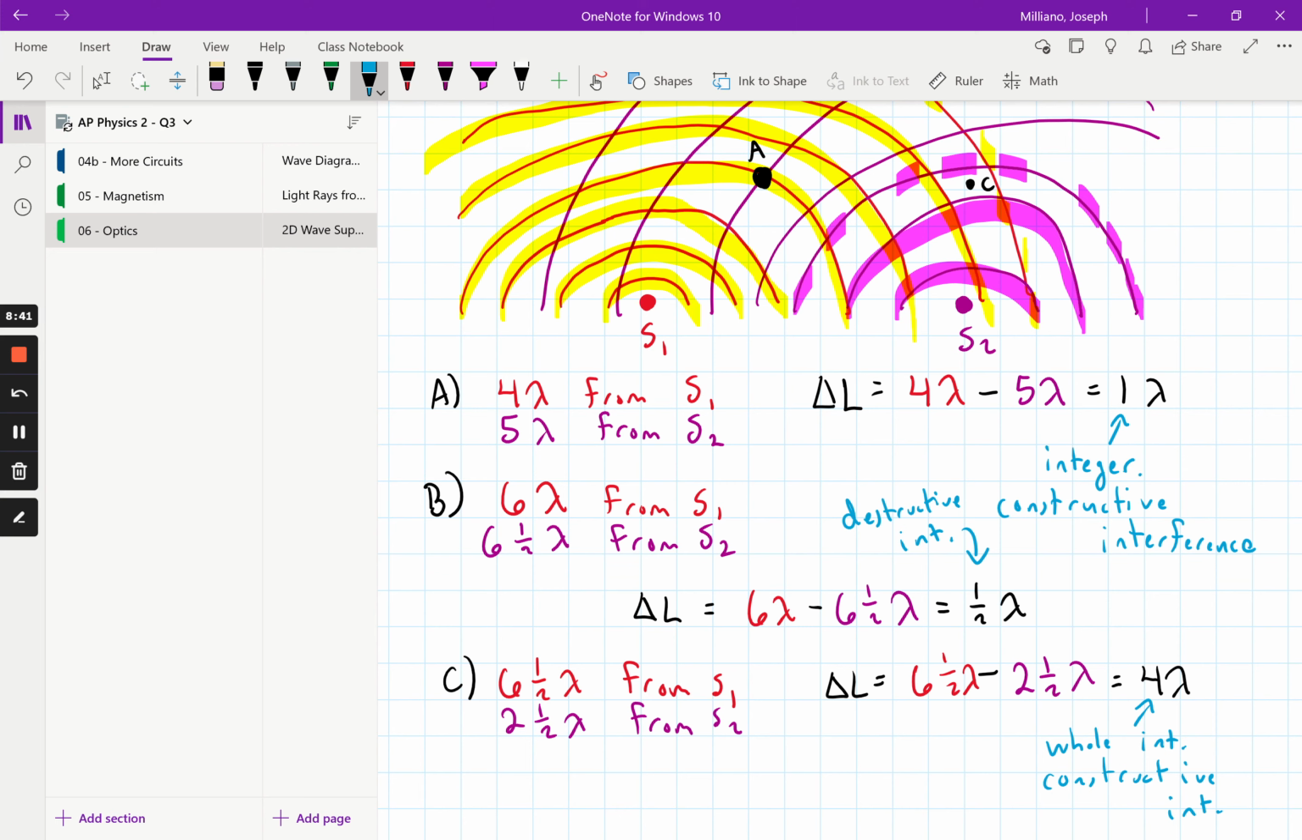All right, so that is looking at wave interference and when waves constructively and destructively interfere, when we are considering two wave sources for waves that are two-dimensional.